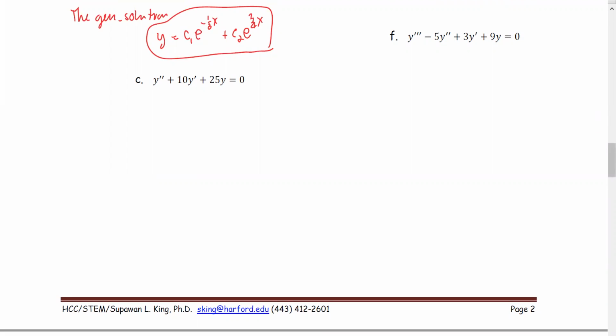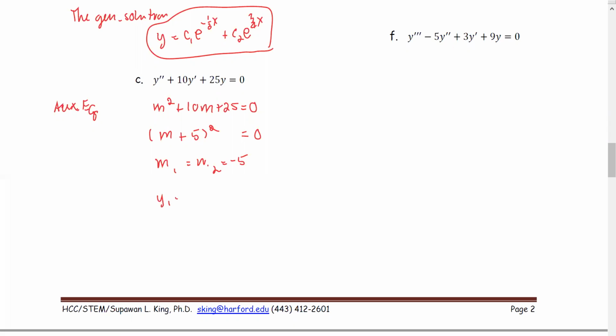Example C. We have y double prime plus 10y prime plus 25y equals 0. The auxiliary equation is m squared plus 10m plus 25 equals 0. Factor completely, we have the complete square, which is m plus 5 squared equals 0. So we have m1 equals m2 equals negative 5.